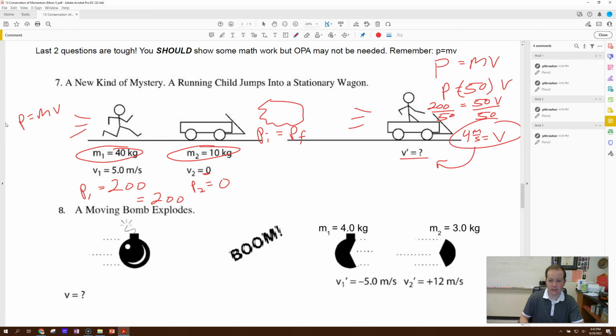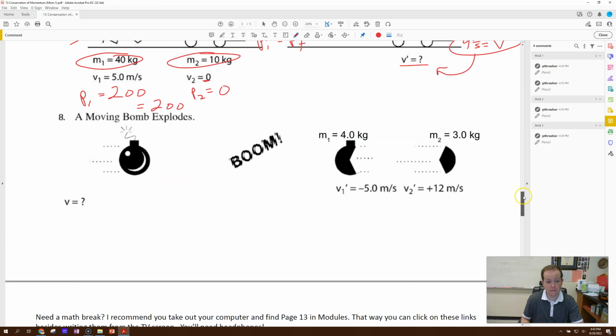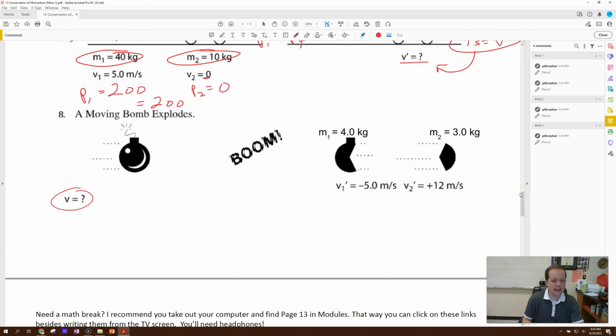Okay, let's try number 8. 7 and 8 are both toughies. Again, for number 8, it's asking for the velocity. So again, if I know the momentum and if I know the mass, I could solve for the velocity of this bomb. Now the bomb starts as one piece and then it breaks into these two pieces. The diagram could have been a little more clear, but if this piece is 4 and this piece is 3, that means in total it's 7, right?